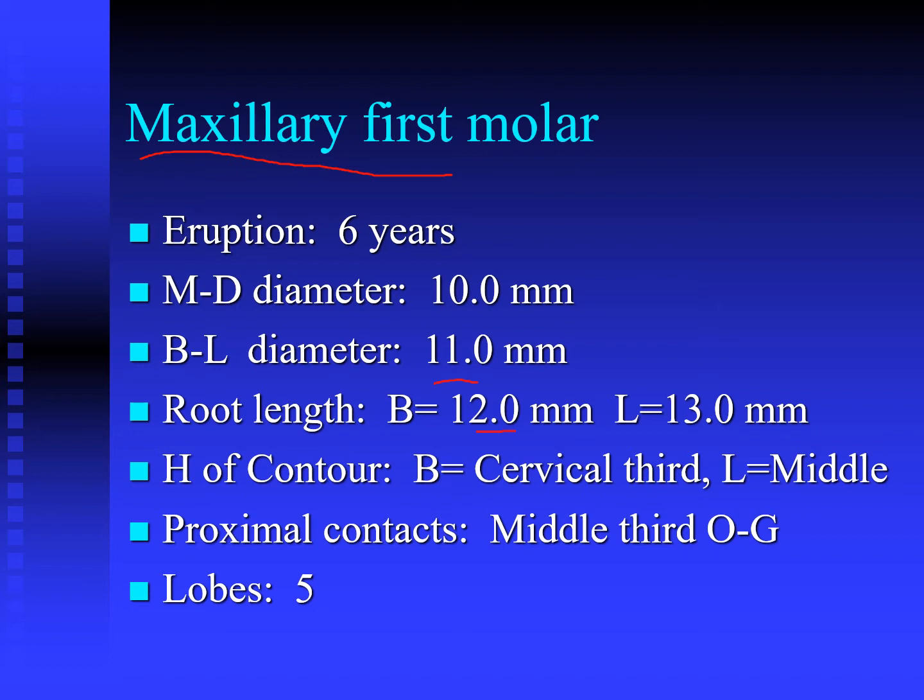The heights of contour on the crowns of these teeth are in the cervical third on the buccal, and in the middle third on the lingual. The proximal contacts, which also correspond to the height of contour on the mesial and distal surfaces, are in the middle third, perhaps towards the occlusal part of the middle third of the tooth. Generally, maxillary first molars will have 5 lobes. Some will have 4, but generally they will have 5.